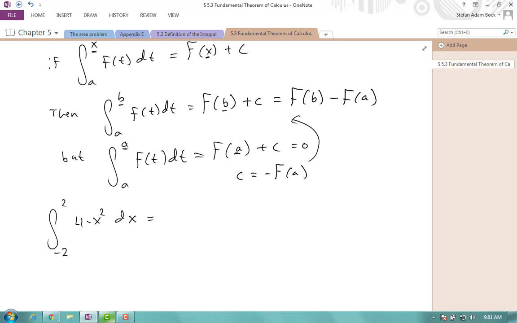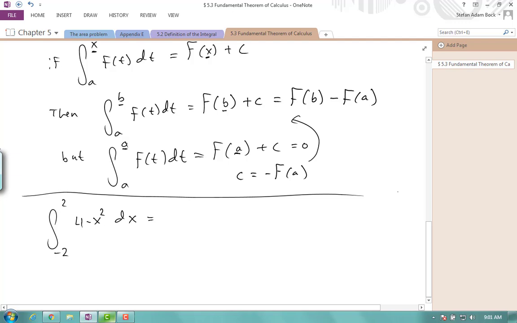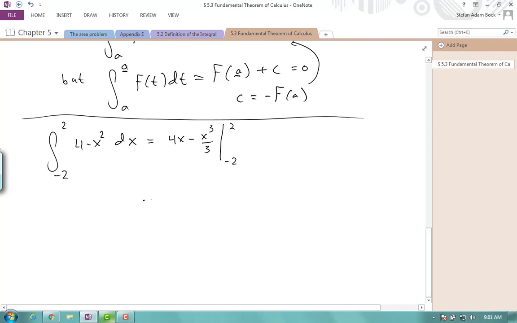And I did a whole bunch of work to get that. Or I could have just done the antiderivative. The antiderivative of 4 minus x squared is 4x minus x cubed divided by 3. But what I want to plug into that is negative 2 and 2. So I had this extra bar here saying that I'm going to plug in these bounds for this integral. And I do the top bound first, followed by the second bound, and I take their difference.